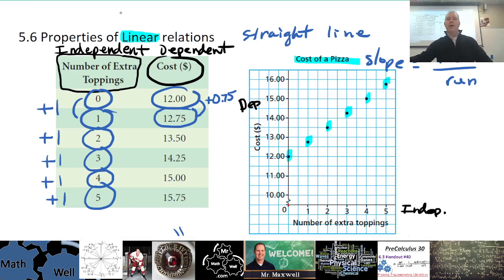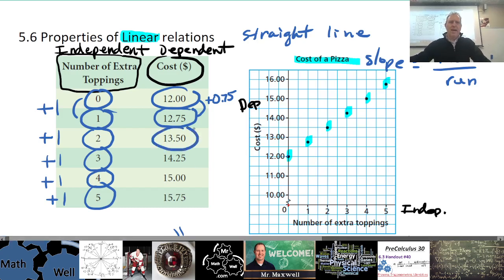Anyways, let's keep going. Watch this. Each topping, as it's added, adds what? It also adds 75 cents each time. Okay? My 75s are getting weirder and weirder as we go down.